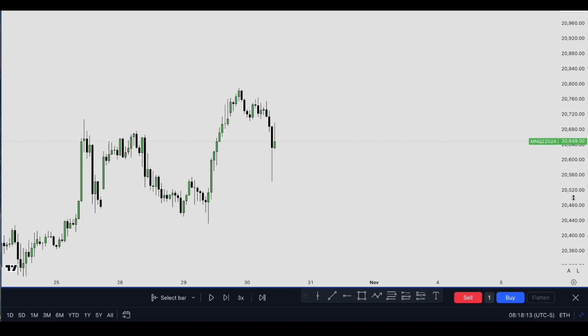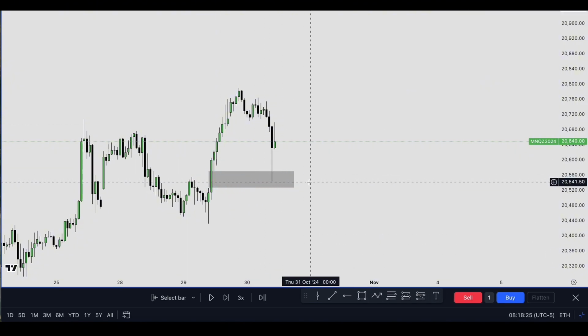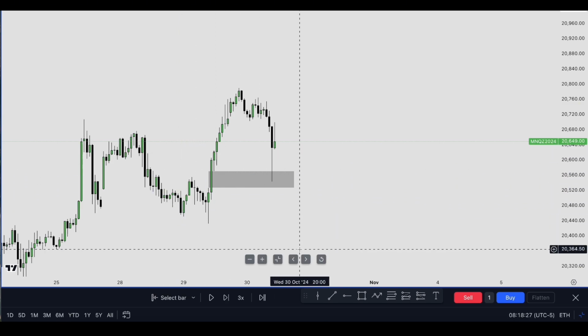After that, I like to either jump into the 4-hour and the hourly chart, whichever one looks cleaner to me. Now on the hourly, this looks very, very clean. We tapped into this hourly fair value gap here, which was also overlapping with a bullish breaker block.